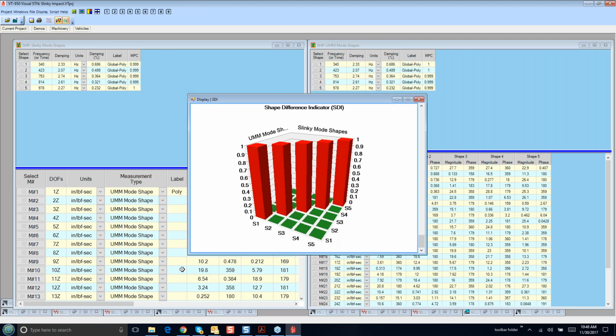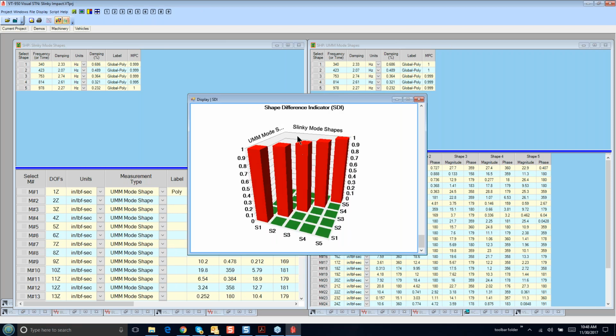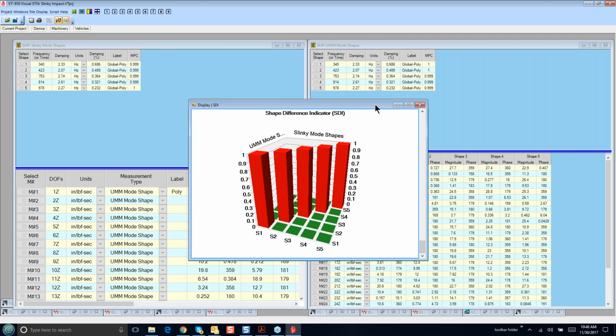Now if I go down here and press the continue button, which is down here on the progress bar, bingo, the Slinky mode shapes have now been rescaled, and so when I compare the shape difference indicator between the two sets of mode shapes, they've been rescaled. UMM mode shapes are typically gotten out of an FEA model, so I can take any kind of experimental data, however I get it, ODS data, Slinky test data, residue data, and I can scale it to UMM using this command in MEscope.